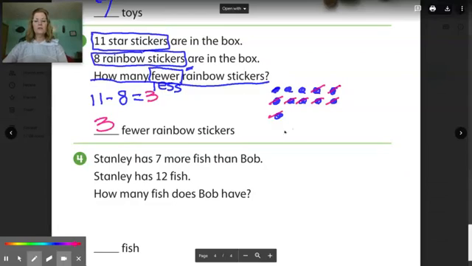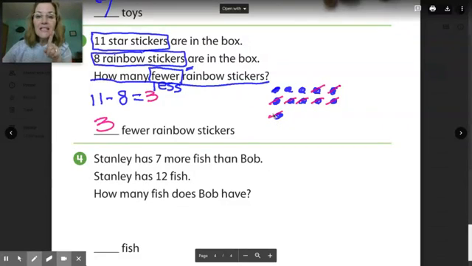So that was really funny because I forgot to pause you. Anyway, it turns out to be 3 fewer rainbow stickers. 11 minus 8 is 3. I just drew 11 stickers and I took away 8 and there were 3 less. But as long as you do it a way that works for you, that's okay. Last one, Stanley and Bob. And this time I'm not going to forget to tell you to pause.